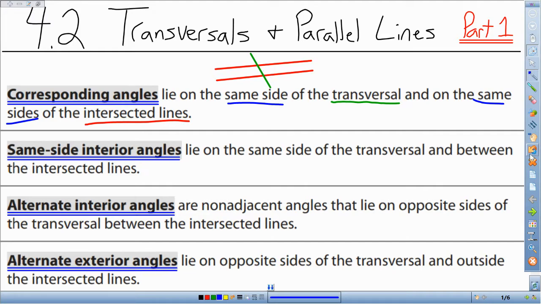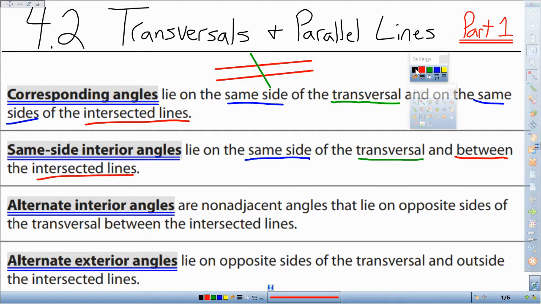Moving down the line, we have same side interiors. Here's what they do. Again, they lie on the same side of the transversal, but this time they're between the parallel intersected lines. Let me show you what same side interiors look like. This would be an example of two same side interiors, this angle and this angle. They're on the same side of the transversal, on the interior of the parallel lines in between them. The title of the angles gives you a clue as to how to find them: same side of the transversal, interior of the parallel lines.